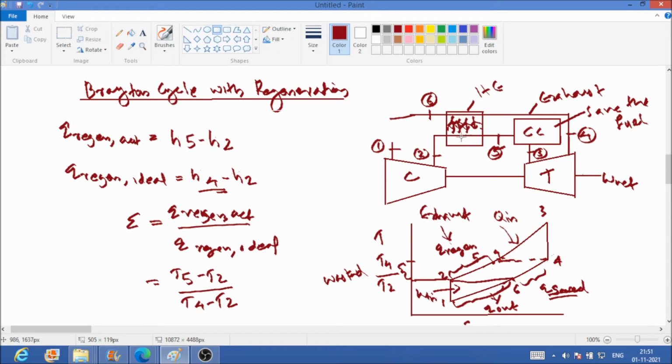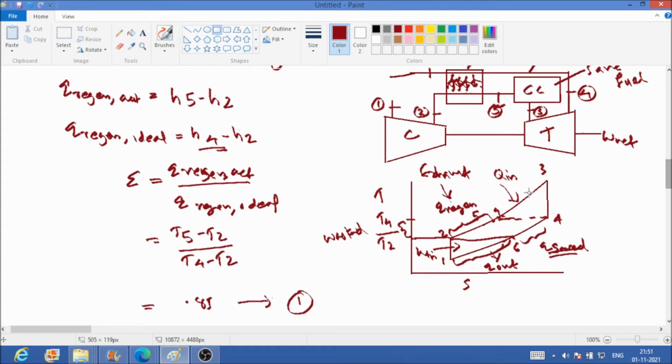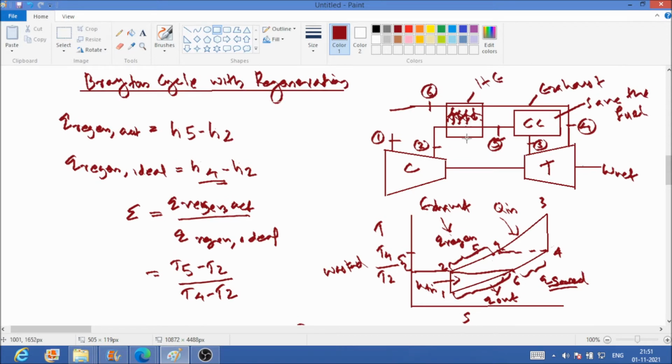Now if you preheat the air that is entering into the combustion chamber, then you can save the fuel also in the combustion chamber. Now see the TS diagram. 1 to 2, that is compressor, the air is compressed. 2 to 5, the temperature is increased from T2 to T5 using this regenerator, that is heat exchanger. So this is from the exhaust gas. This is called Q regenerated. That helps to increase the temperature of this air from T2 to T5.